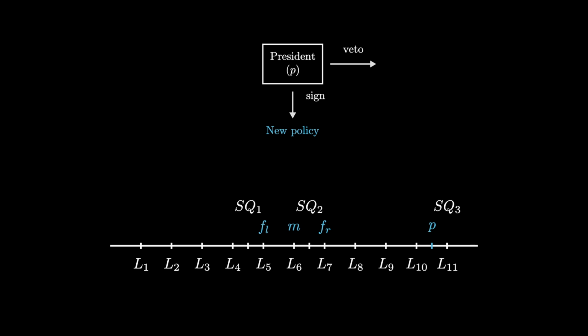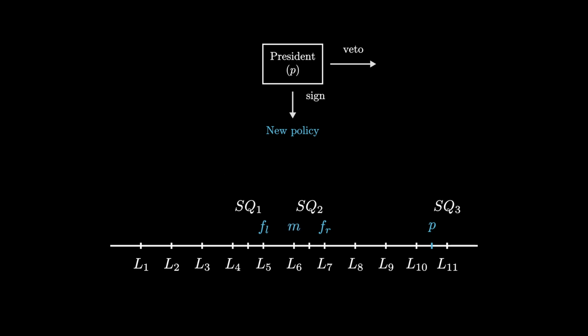status quo. Let's start with SQ1. SQ1 is quite far from the president's ideal point, and therefore their preferred-to set is very large. The median legislator's ideal point is in the president's preferred-to set, so the median can pass a bill exactly at its own ideal point, and the president will sign it, and it will replace the status quo.